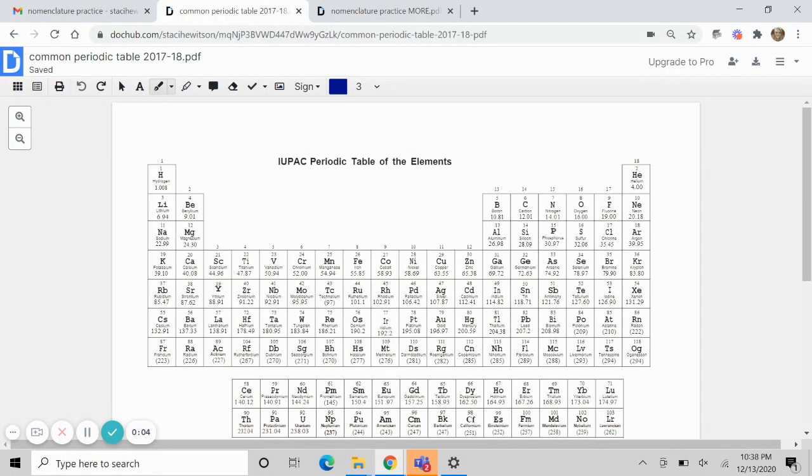Alrighty guys, we're going to do some nomenclature review. So what you're going to need is a piece of notebook paper and your periodic table. Okay, so a couple things.